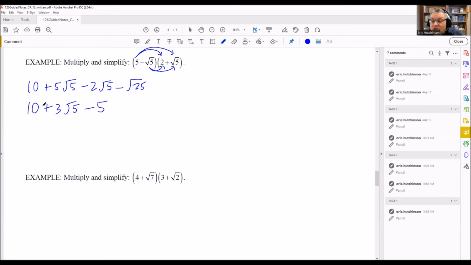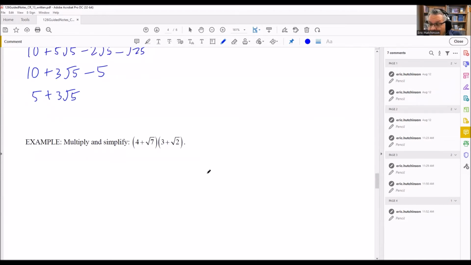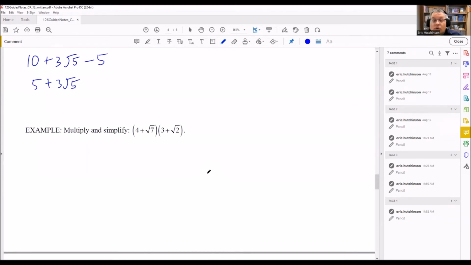Now we're going to combine this together. We have a 10 minus 5 is 5, so 5 plus 3 radical 5. And then there's nothing more we can do there because these are not like terms, so you just leave your answer as that. The next one, we're going to do a similar way.